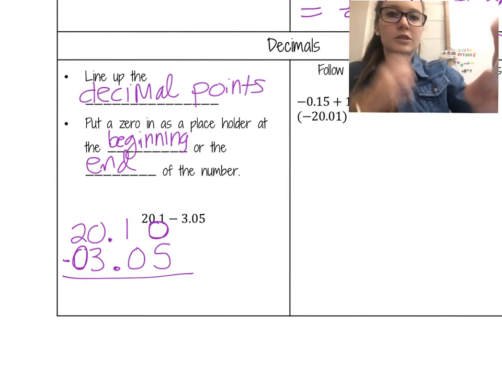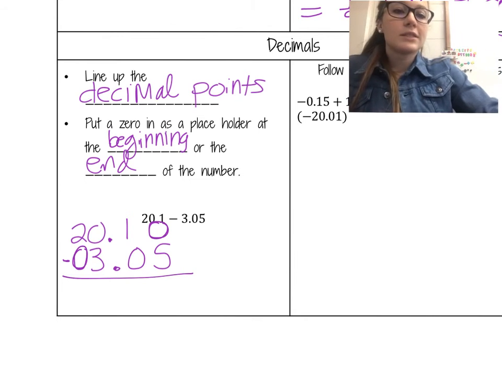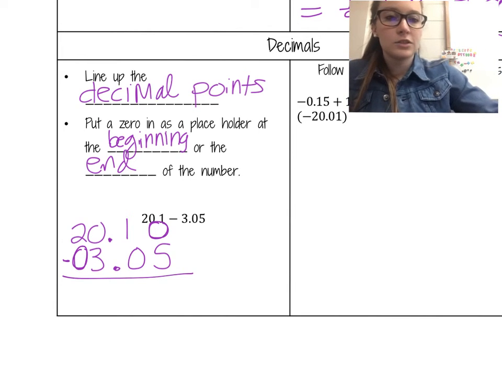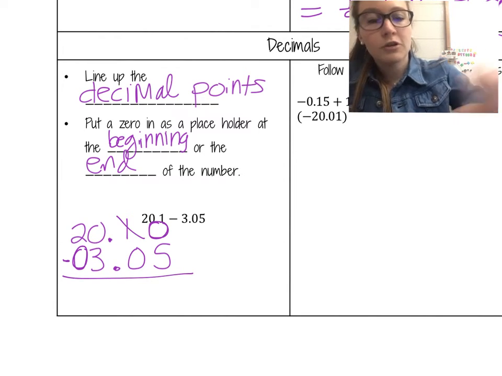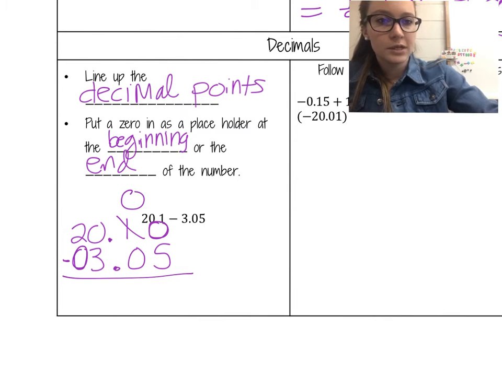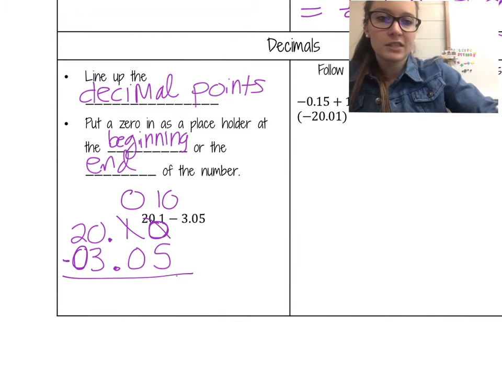Okay, and we're subtracting. So 0 minus 5, well, I can't do that. So I'm going to borrow 1 from the left. This 1 becomes a 0, and my 0 becomes a 10. So now 10 minus 5 is 5. 0 minus 0 is 0. Okay, my decimal point comes straight down.